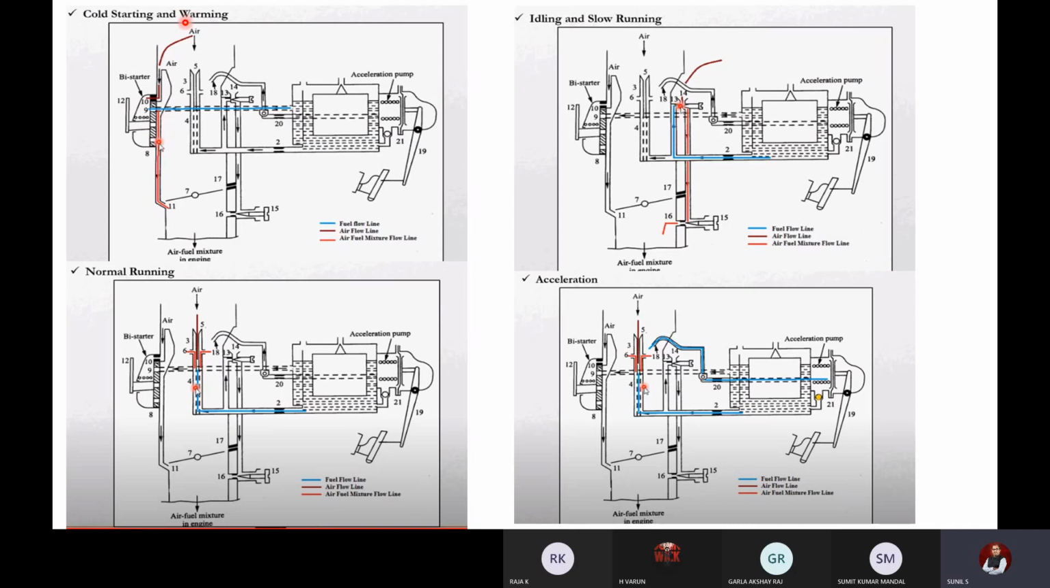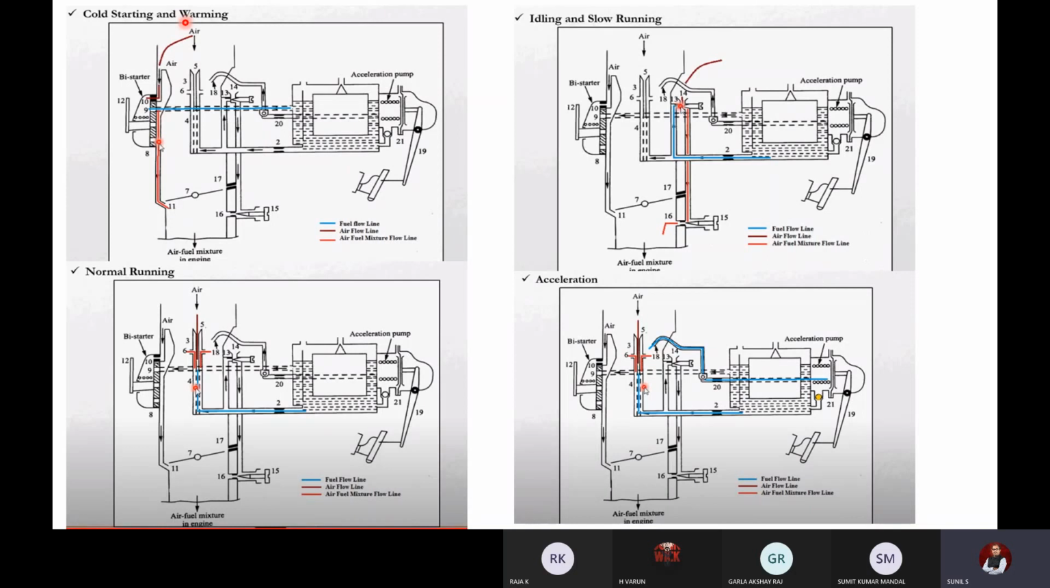So coming to the second, we will take case by case. Second is the idling. What do you mean by idling? The vehicle will be started, but it will not have any load, or it will not be moving. Only accessories might be running. That is called an idling condition. And slow running condition is 0 to 20% load. Idling is almost zero load. Slow running is up to 20% load. We can call it slow running. Under such conditions, how does this carburetor function?